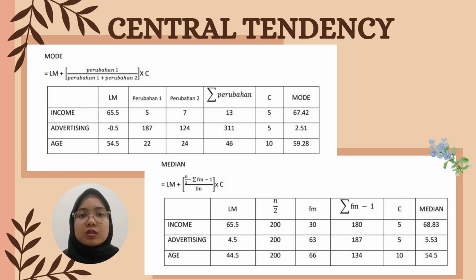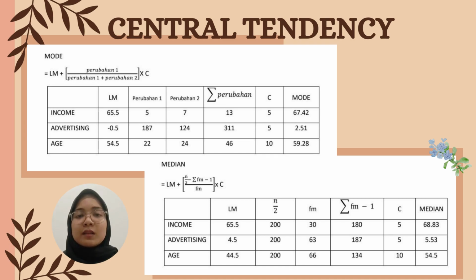This is mode. To calculate mode, we must first identify the lower class boundary or LM, the difference between the frequency of the modal class and the frequencies before and after the modal class, and the class size or C. Mode for income is 67.42, mode for advertising is 2.51, and for age is 59.28.